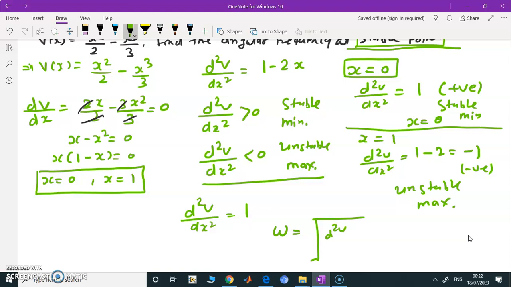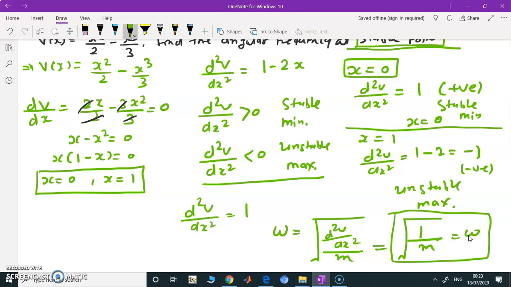So omega is the double derivative of potential divided by m. And the double derivative of potential will be coming 1 at the stable point x is equal to 0, divided by m. So this is your angular frequency, and the unit of this will be second inverse. Okay.